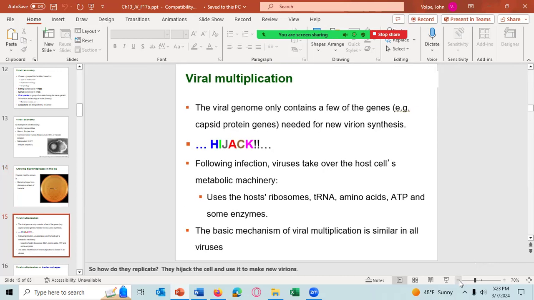All right, let's talk about viral multiplication. The viral genome only contains a few genes, including the capsid proteins necessary to make the virus, and a few other genes that may be needed for new virion synthesis. What the virus does is it infects a cell and then hijacks the cell, forcing the cell to make new viral copies. Following infection, viruses take over the host cell's metabolic machinery, use the host cell's ribosomes, tRNA, amino acids, ATP, and some enzymes to replicate the virus. The basic mechanism for viral multiplication is similar in all viruses.